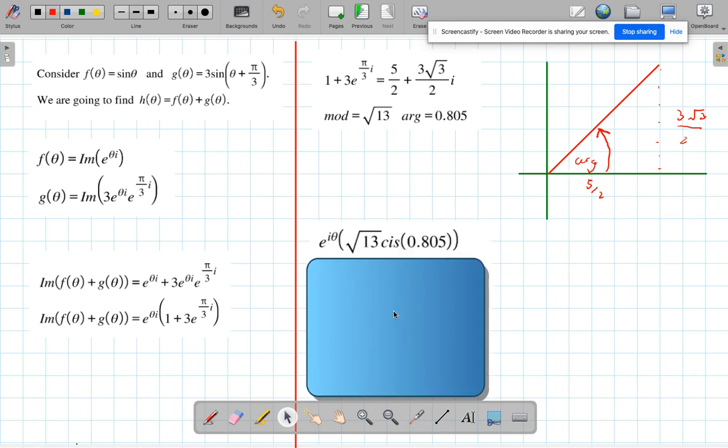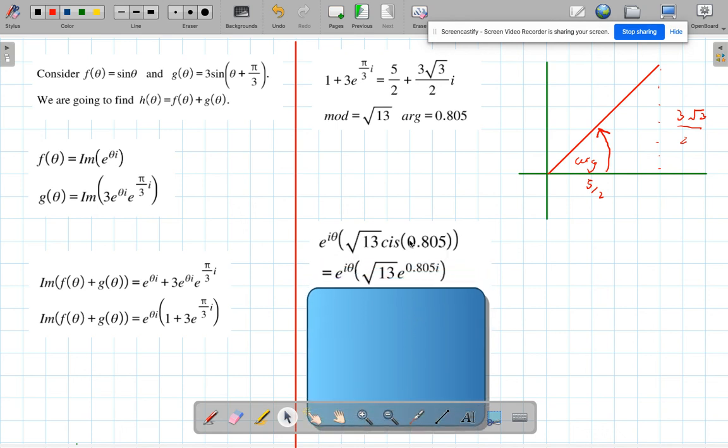Now, from there, let's go back to this bit here. So we've got e I theta, and in the bracket, I've now replaced it with modulus and argument form, and turning that into a polar, Euler form rather. This is the polar form. The Euler form here, so the modulus and then the argument. And now we're going to multiply these two together.